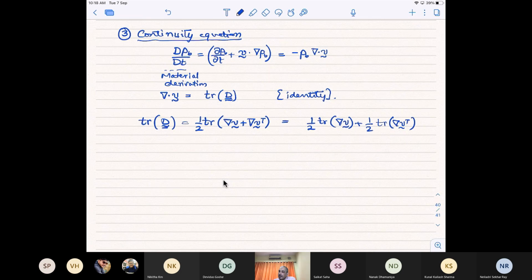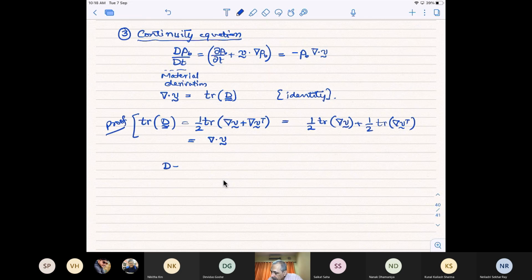Now, trace is nothing but the sum of the diagonal elements. So transpose makes no difference. And we also know that trace is nothing but the sum of the diagonal elements, which is nothing but divergence of v. So this is equal to half divergence of v plus half divergence of v, which is just divergence. So this is the proof of the identity. So this is what we want to go with.